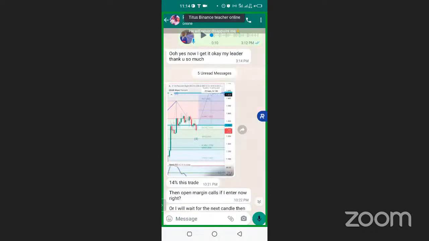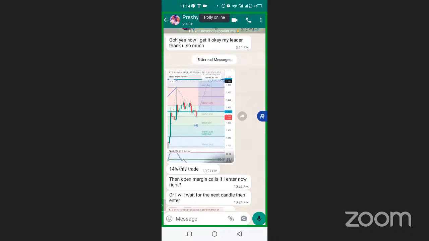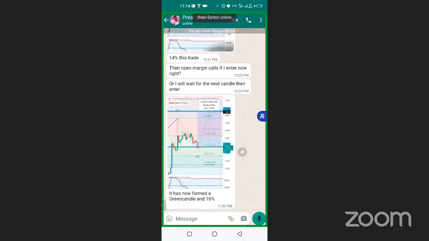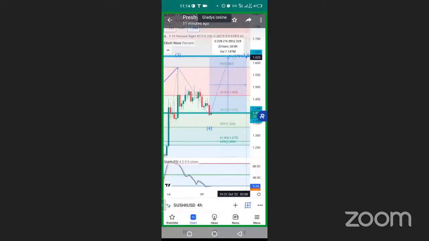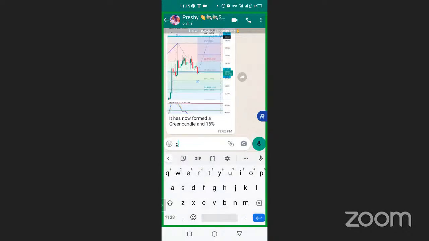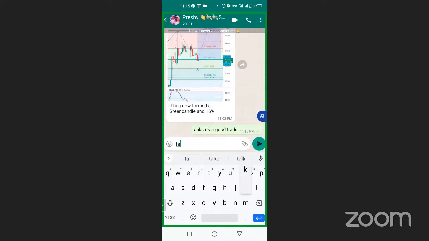People are making money. Okay, 14%. This is sushi for our time frame. Okay, wait for a green candle. Wow, she's happy. It has now formed a green candle. I'm going up. You see, she now knows it has formed a green candle. She's going in for 14%. But that is too much. Too much take profit. Okay, it's a good trade. Take 5%.